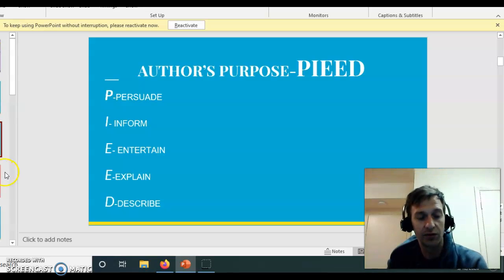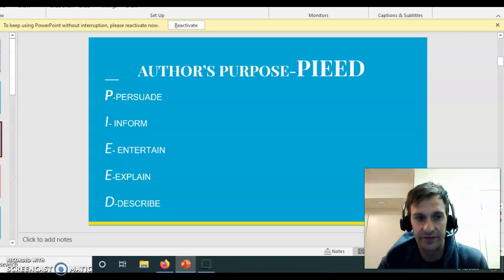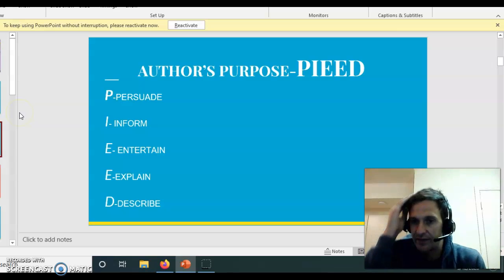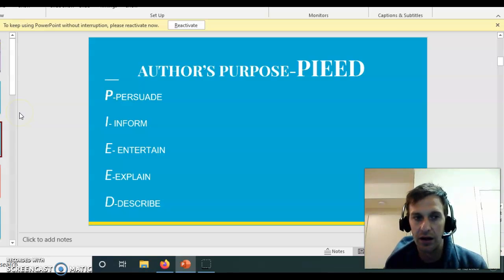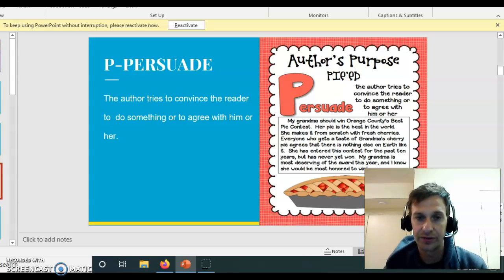So I know I'm going rather quickly through this. Feel free to go back and review the PowerPoint as you see fit. Let's go through these 5, and we're going to show you how to identify these for your test and go through some IXL questions so you have a better idea. Alright, so let's talk about persuade.